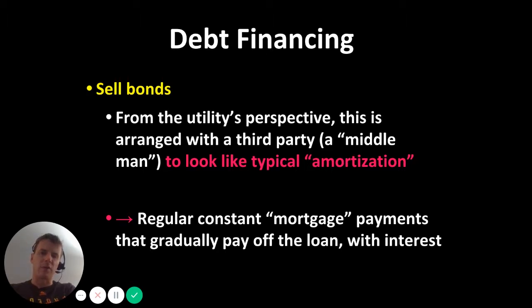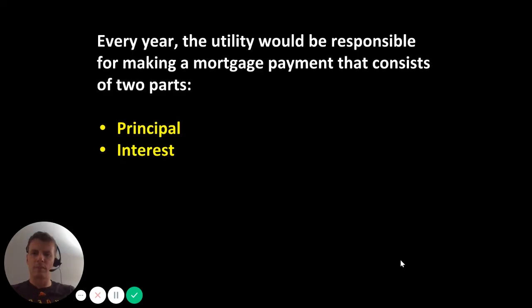Let's also think about what it looks like from the utility standpoint, and it's a little bit different. From the utility's perspective, things are arranged with a third party, essentially a middleman, a big financial institution like a bank, to look like typical amortization. What that means is that the utility would pay a regular constant mortgage payment that gradually pays off the loan with interest. For example, every year the utility might be responsible for making a mortgage payment that consists of two parts, principal and interest.